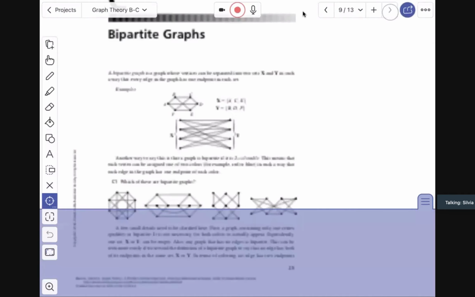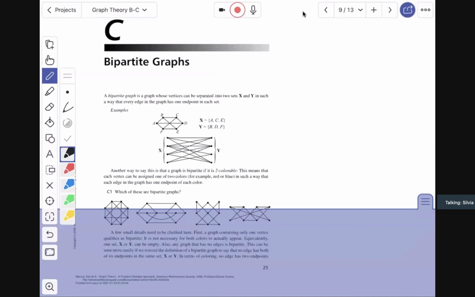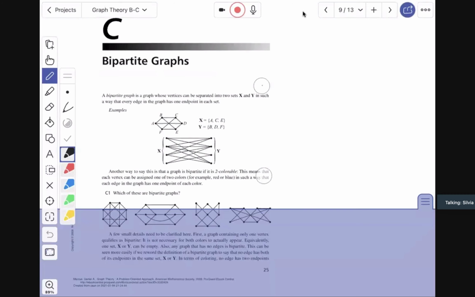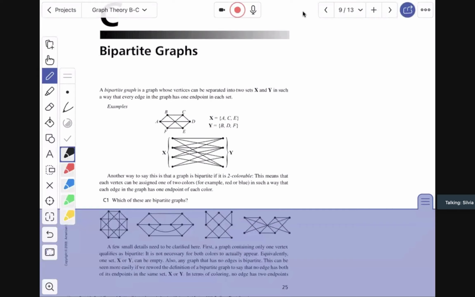Okay, so let me tell you what's section C. Section C is called bipartite graphs. This is a special class of graphs. In these graphs, you can separate the set of vertices into two groups. And the only condition is that there are no edges within the groups. Every single edge goes from one group to another.